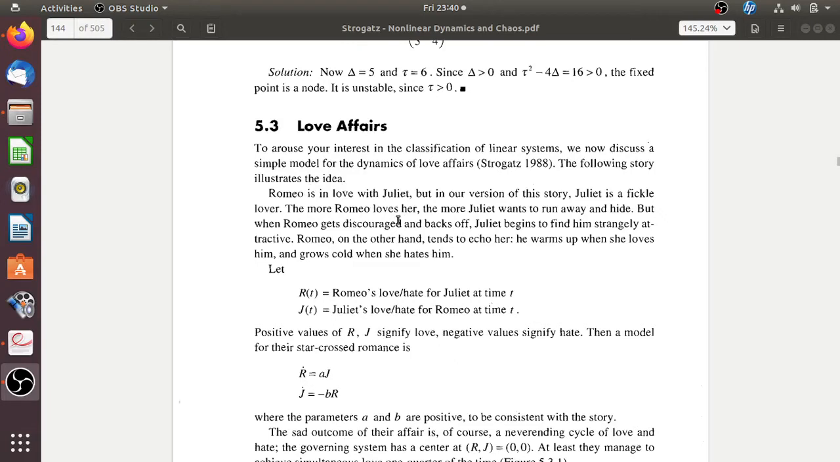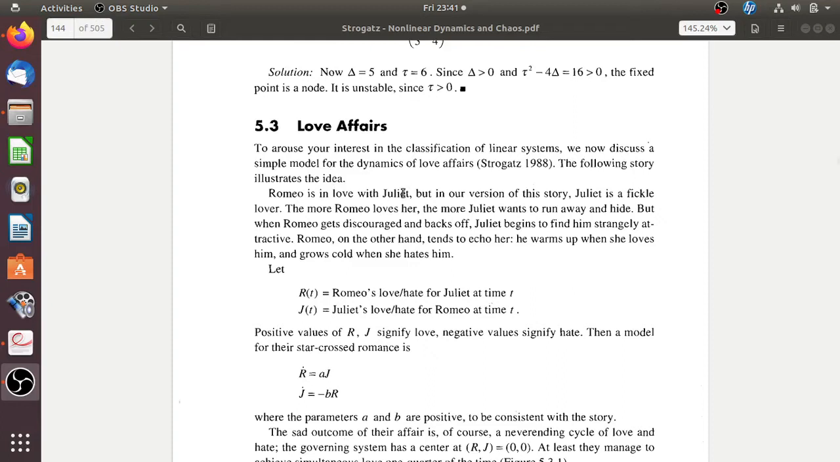Under this topic, we are going to construct a mathematical equation in order to represent their love dynamics. So what's the story? The story is as follows. Romeo and Juliet are the lovers, and the character of Juliet is the following.